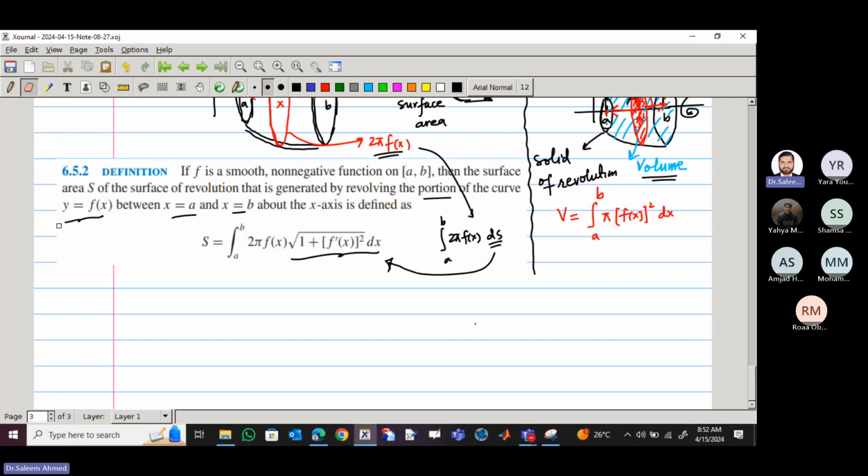That's why they did not discuss the surface of revolution before 6.4. They did 6.4, they got the arc length, the portion of the arc length, and now we are using that.